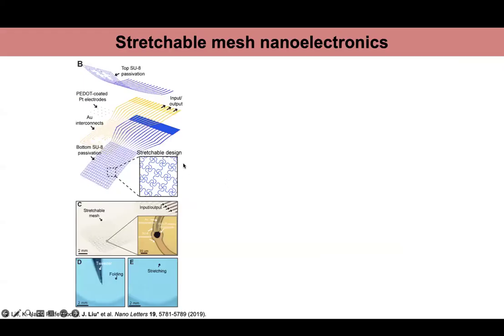We start to build the first generation of stretchable mesh electronics, which is a very simple structure with an ultrathin mesh-like structure. We replace the straight interconnects with serpentine-like interconnects, which have been well developed by many people, like Professor John Rogers at Northwestern University.